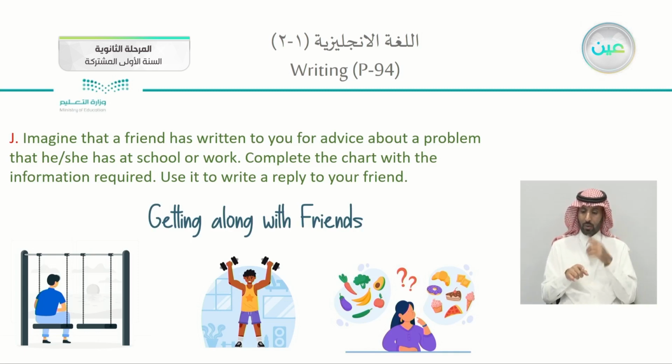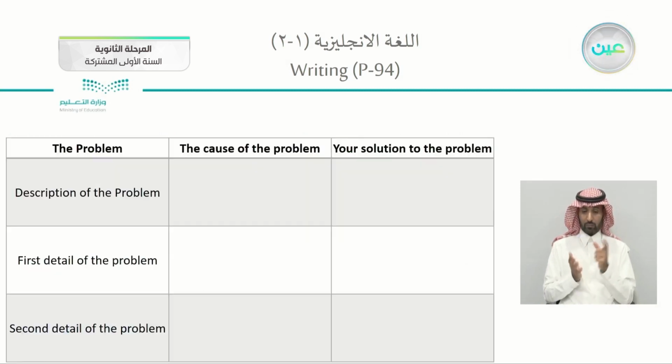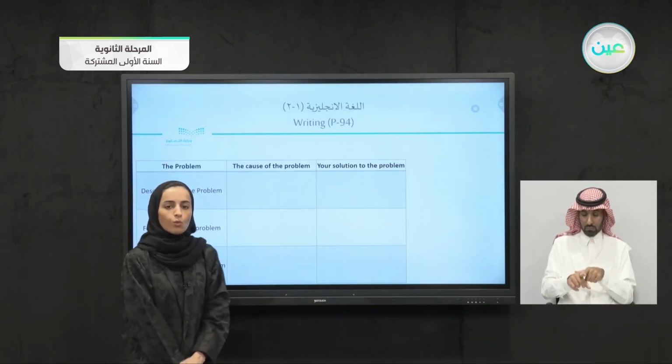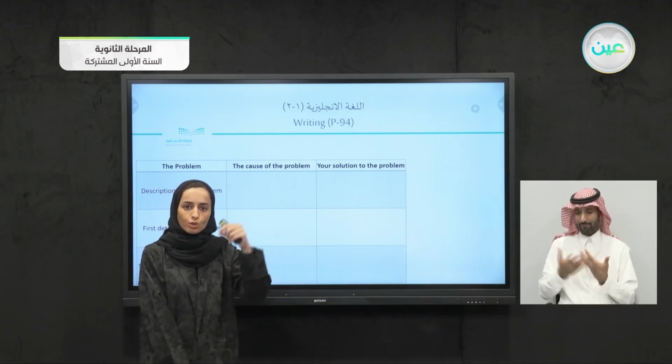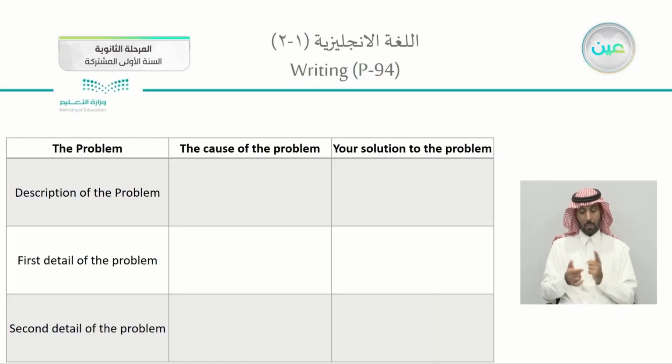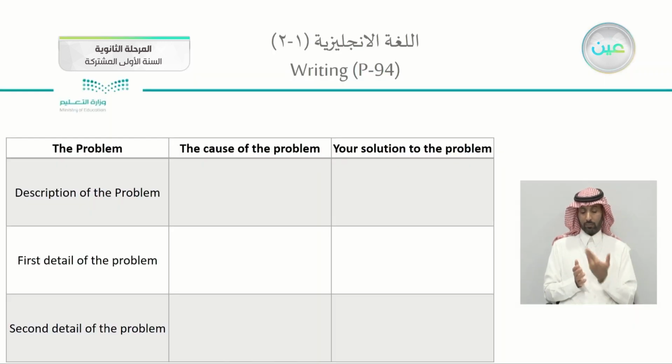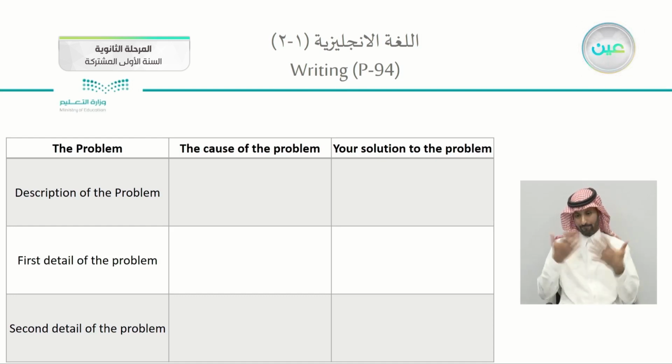Okay, we're going to break it into details, other smaller problems. The chart on page 94, you're going to complete this chart. Let's discuss it together. At the beginning, we will have the problem, which is getting along with friends. Then the cause of the problem, why we have such a problem, what happened so we have this problem. Then your solution or your advice to the problem. Try to give advice, my advice to my friend because they're having this specific problem.